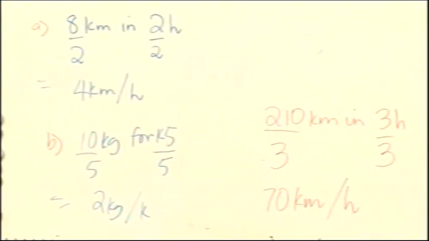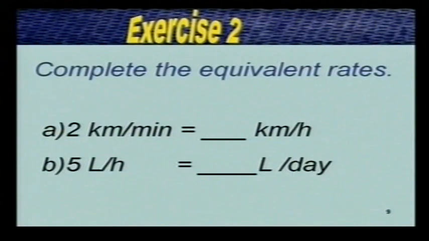Okay, complete the equivalent rates. All right, A, 2 kilometers per minute. Okay, those are the rates given, fixed rate. How many kilometers will that be per hour? B, 5 liters per hour. How many liters will that be for a day? I'll give you a hint. Here we are dividing. In this case, we're not going to divide.